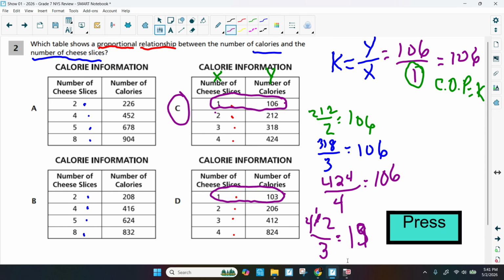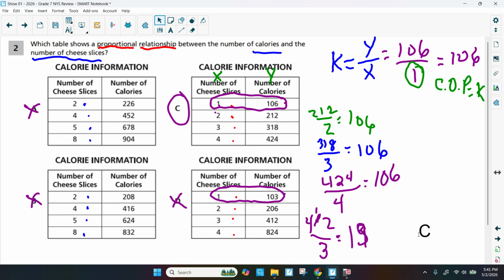So that doesn't equal 103. So that's why D is wrong. And if you take time and take a look at the other ones, I noticed there was no good pattern in the X column, so you should be aware of that. That's why I didn't go for choice A or B. Okay, so let's press the box, and choice C is our correct answer.